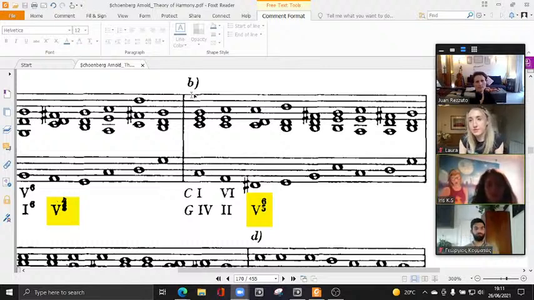Now, let's analyze this passage. Which type of modulation do we have? From where to where, first of all? So again, from C to G major. Exactly.